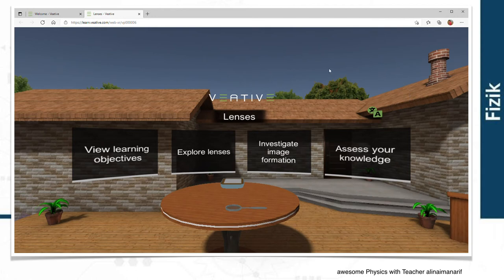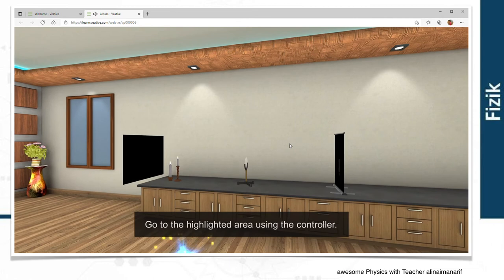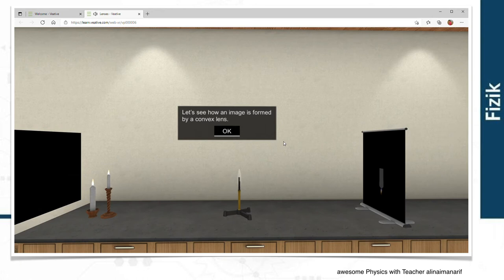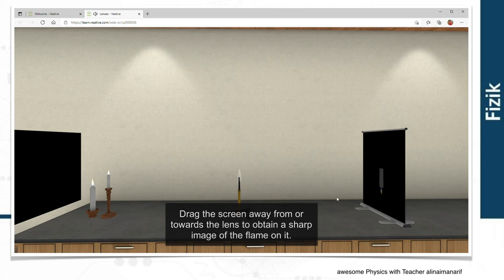Next, we are going to investigate the image formation by the lenses. Go to the highlight area. We are going to see the image formed by a convex lens. An image formed on the screen is called real, because the light rays converge on a surface to produce an image. For a convex lens, the real image will be inverted. I will drag the screen away or towards the lens to obtain a sharp image.